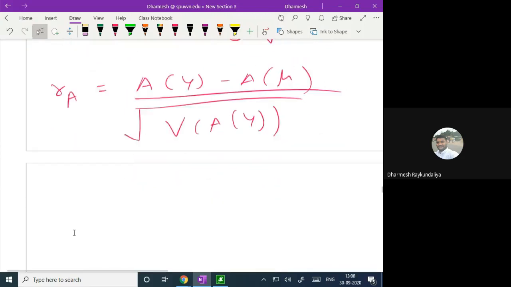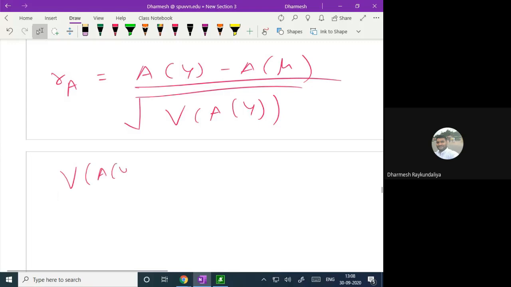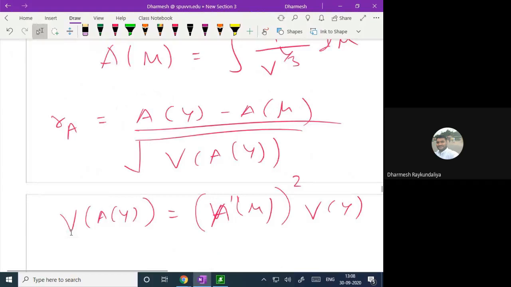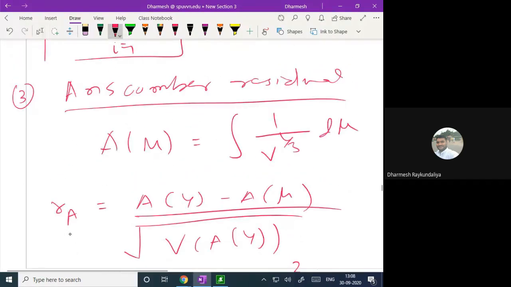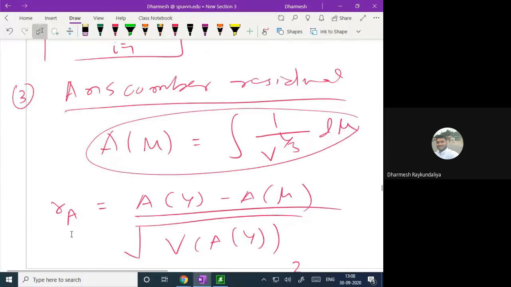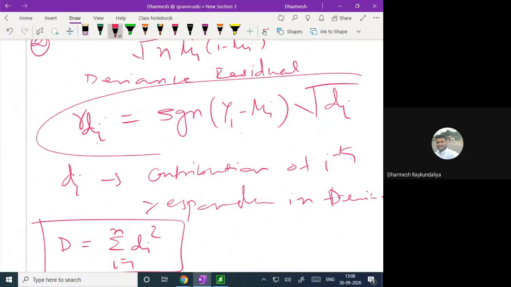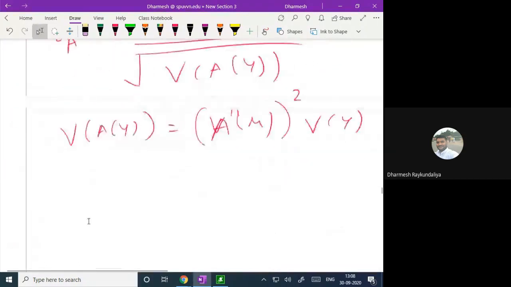And the variance of A(y) is nothing but, what is that? It is A dash of mu, squared, into the variance of y, something like that. So these residuals have constant or stabilized variance. You can obtain the form of the Anscombe residual for various distributions. Similarly, you can obtain the form of the deviance residuals for various distributions, because we have already derived the various forms of the deviance.